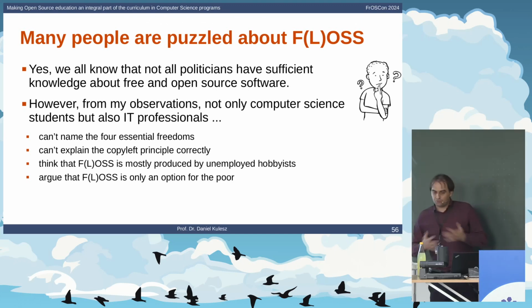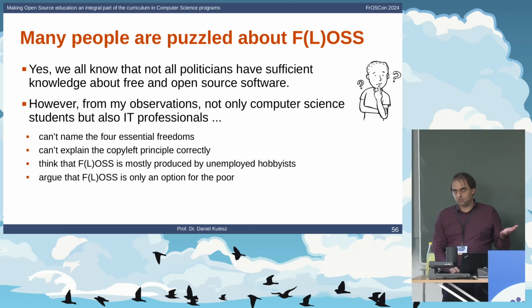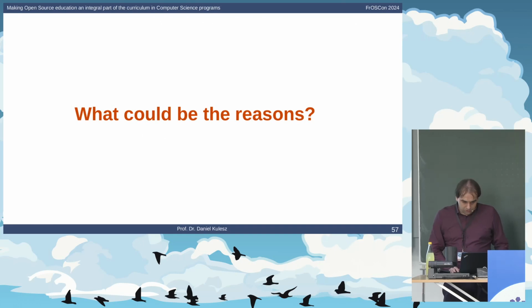And this already shows that when they think about FLOSS, they think about the price, and that's basically it. And they say, oh, maybe it's free, but the quality is so bad, so we better choose a different product. So what could be the reasons? Why are people behaving like that?